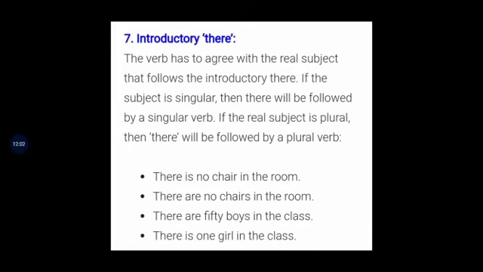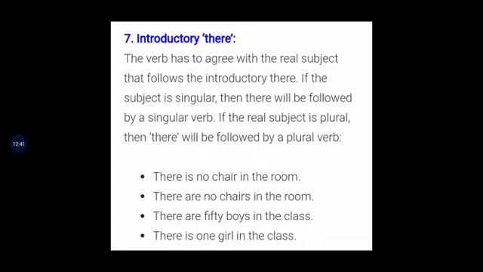Introductory there. Rule number 7: the verb has to agree with the real subject that follows the introductory there. If the subject is singular, then there will be followed by a singular verb. If the real subject is plural, then there will be followed by a plural verb. If a sentence begins with a singular subject, it must be followed by a singular verb. If the sentence begins with there and the subject is plural, then it will be followed by a plural verb.